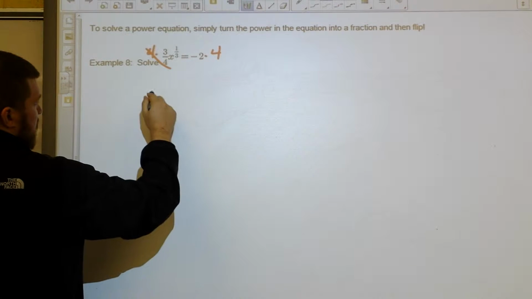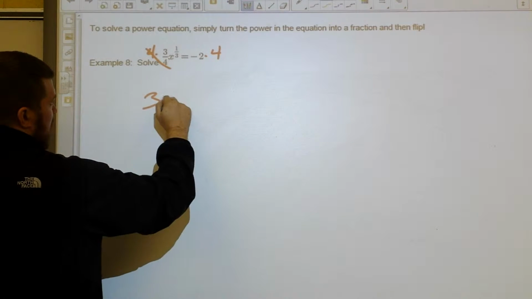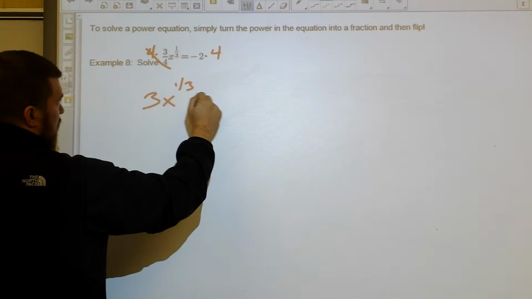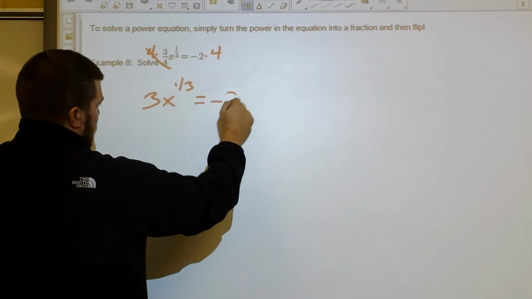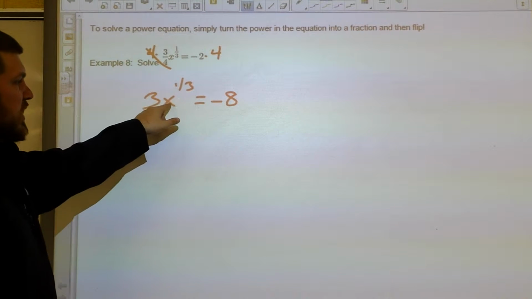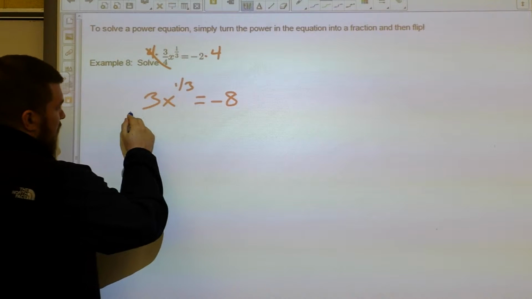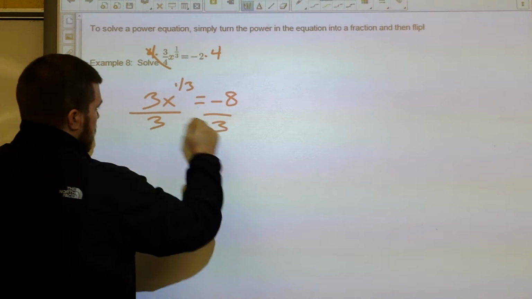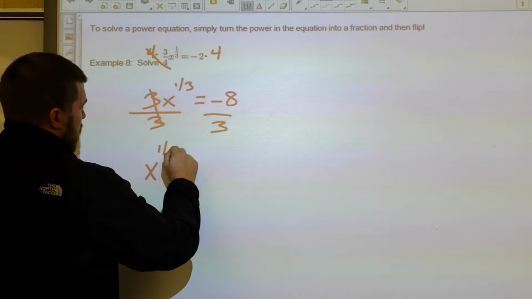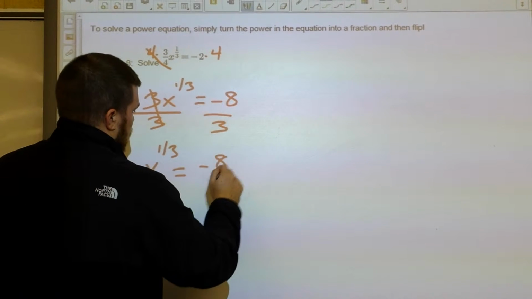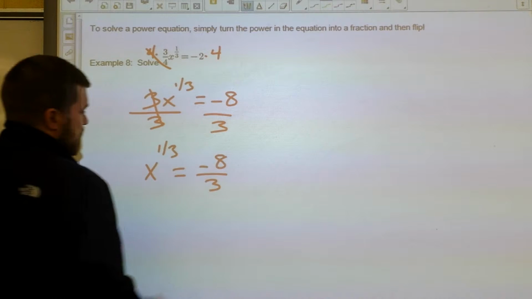The 4's are going to cancel out, so I'm just left with 3x to the 1/3 power. Negative 2 times 4 is negative 8. Again, I need to get the piece with the power by itself, so I've got to get rid of the 3. To do that, I'm going to divide on each side. So x to the 1/3 power is equal to negative 8/3.